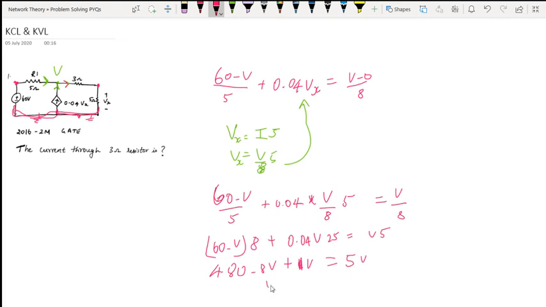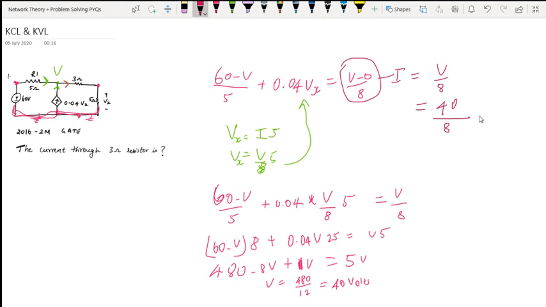So your v will be 480 divided by 12, which is 40 volts. So we got what is V. Now that you have V, can you say what is the current I? This is the current which we were interested in finding, right? This current is the current that we called I, and so I will be equal to V by 8, which is 40 by 8.